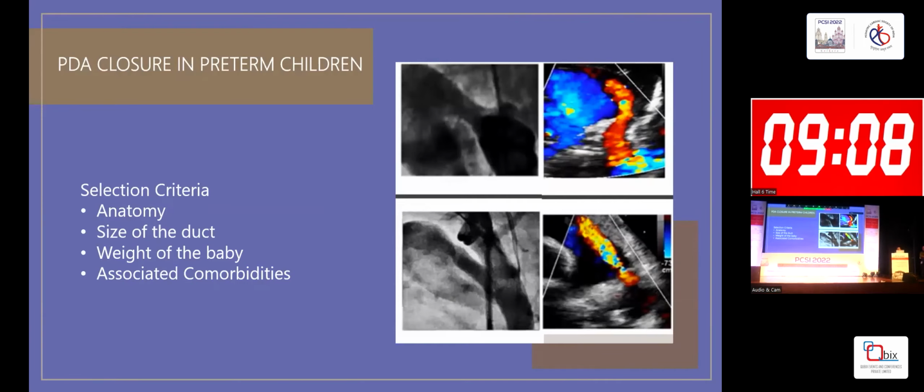Before the procedure, check the anatomy, especially of the PDA. Preterm PDAs can have varied anatomy. It can narrow at both ends. It can be long, it can be large. So size is important, the morphology is important, the weight of the baby is important, and associated comorbidity is also important.